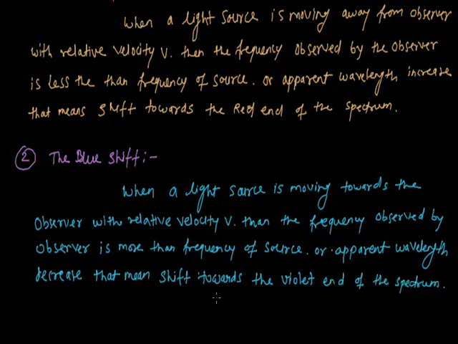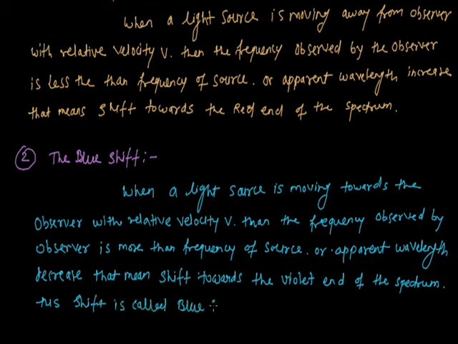So now wavelength is decreasing, and this shift is called blue shift. That means when the frequency observed by the observer is less, the wavelength will be increased, and it is called red shift. When the frequency observed by the observer is more than the frequency of source, then the wavelength will be decreased, and this shift is called blue shift.